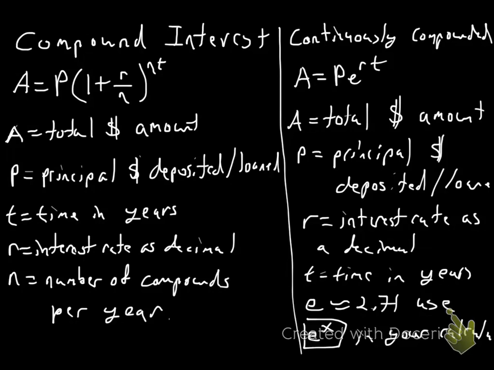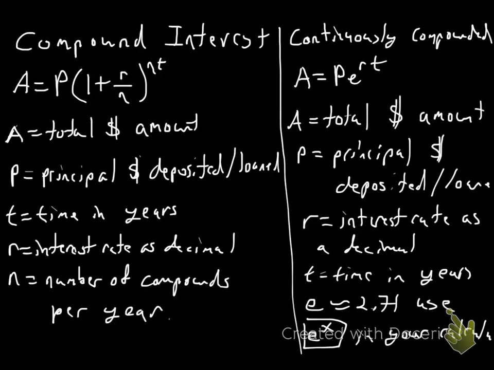A is going to be the total dollar amount at the end of the loan, or how long you have money in an account. P is the principal, and that's going to be the dollar amount that you deposit or loan. t is time in years. Your interest rate, r, you need to change into a decimal. And then n is the number of compounds per year.